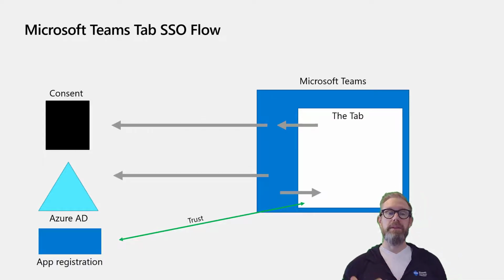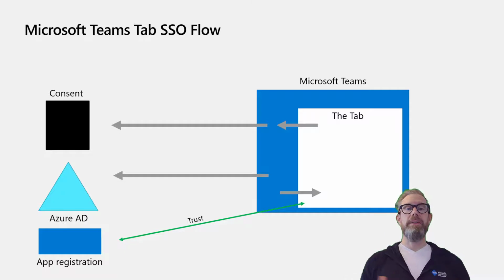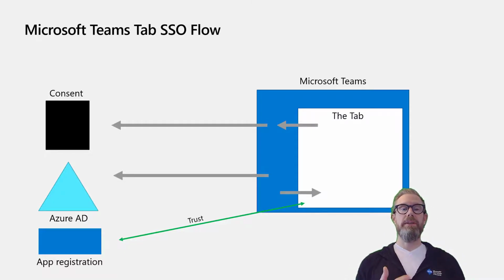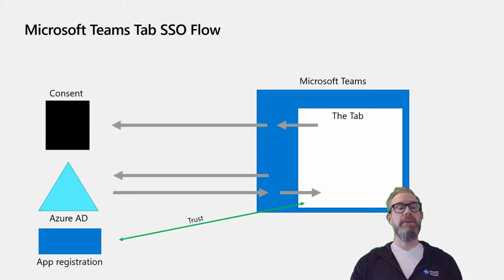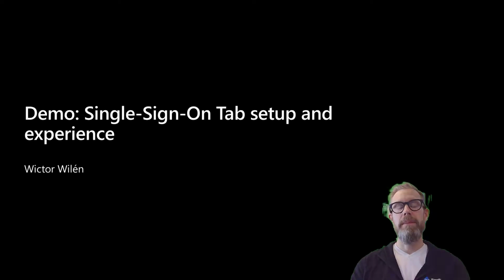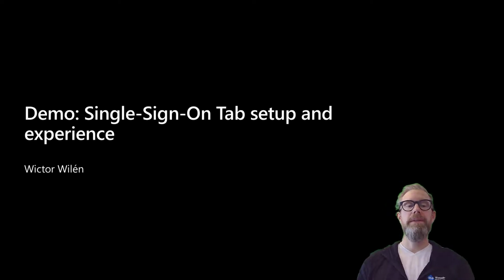Once we've done that consent, we approve the application to give us identity and act on our behalf. Microsoft Teams will call out to Azure AD and request the identity token, and that identity token will be sent back to the Microsoft Teams application and then into your tab. Let's start with the first demo, where we configure and test our single sign-on tab and see how that works.